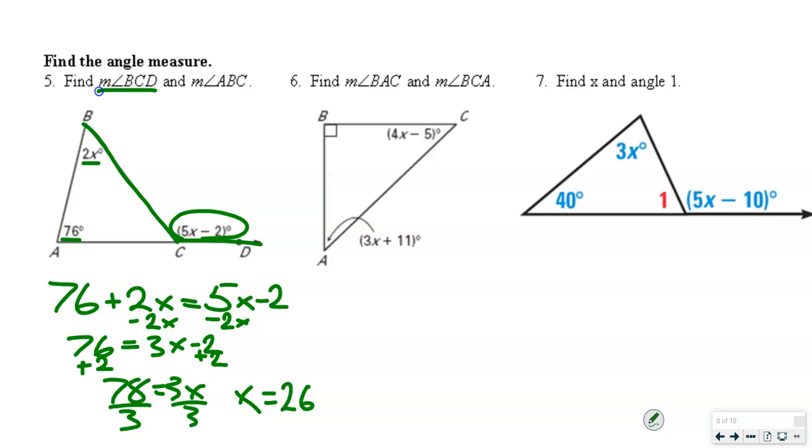So we need to take 26, plug it back in for 5x. I'll do my work up here. So 5 times 26 minus 2. And we should get 5 times 26 will give us 130, so 128. So measure of angle BCD equals 128 degrees.